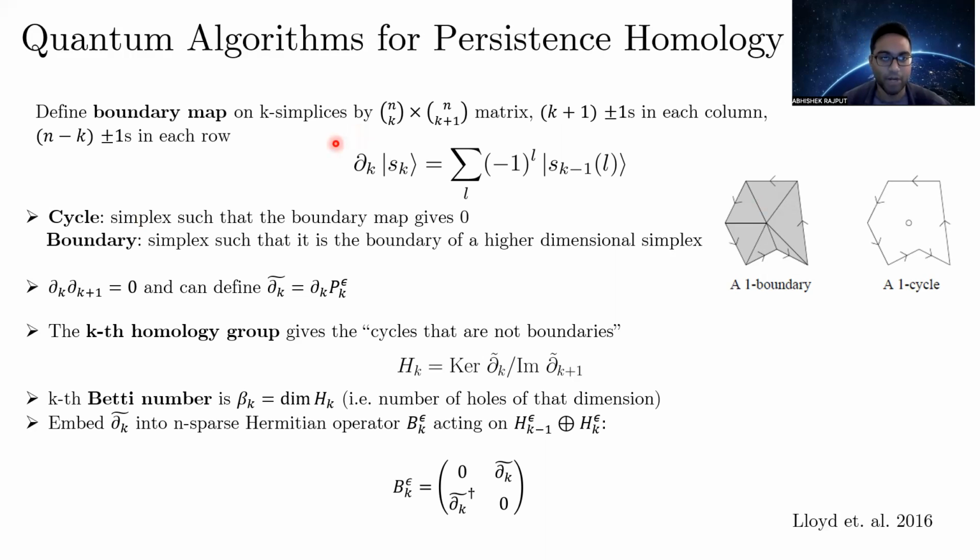So you have this boundary operator, which is basically a sparse matrix. Now the one issue with it is that it's not a Hermitian operator, because it's an n choose k times n choose k plus 1 matrix. So the trick here is that you can embed it into a Hermitian operator, in the off diagonal blocks of this larger matrix. On one off diagonal block you have this partial k, and then you have its adjoint on the other off diagonal block. And this would be an operator that acts on the direct sum of the k minus 1 simplex space and the vector space of k simplices that are actually there at a scale epsilon.